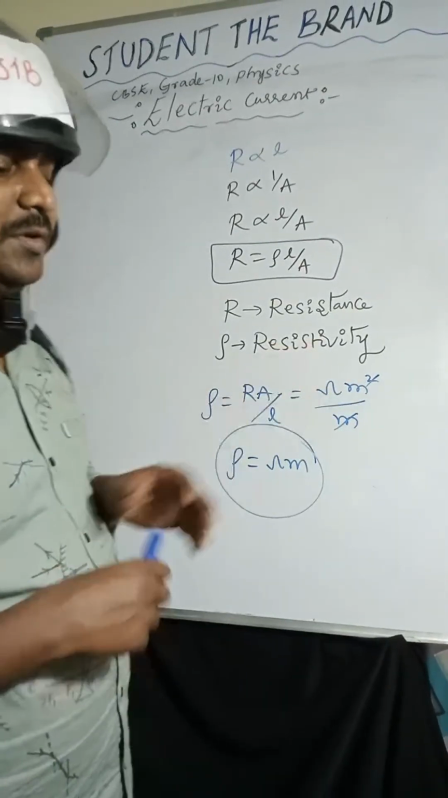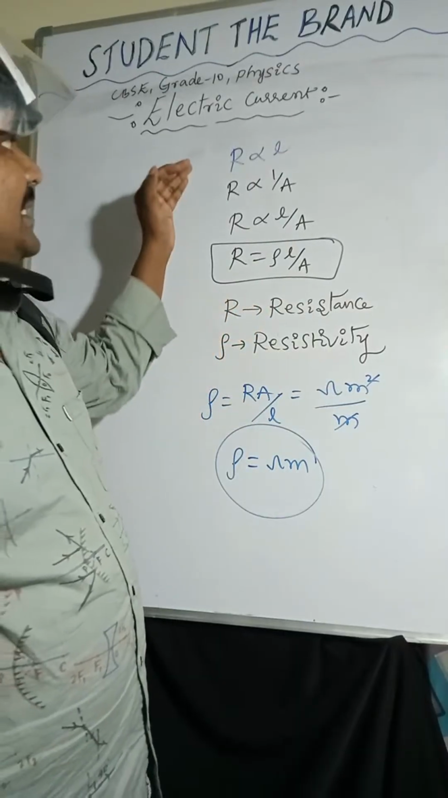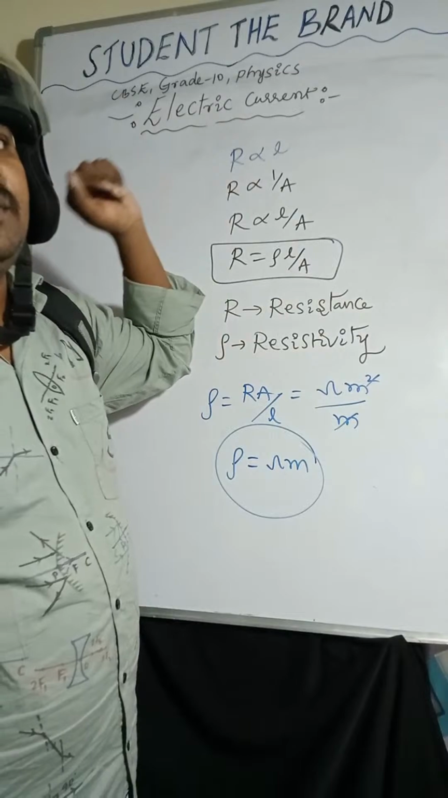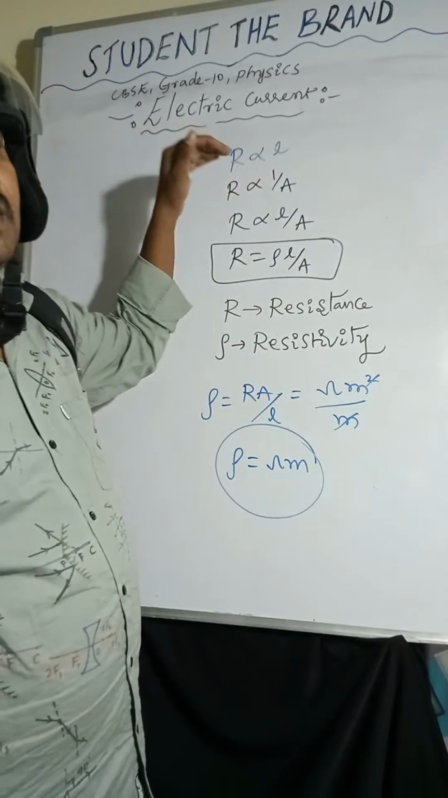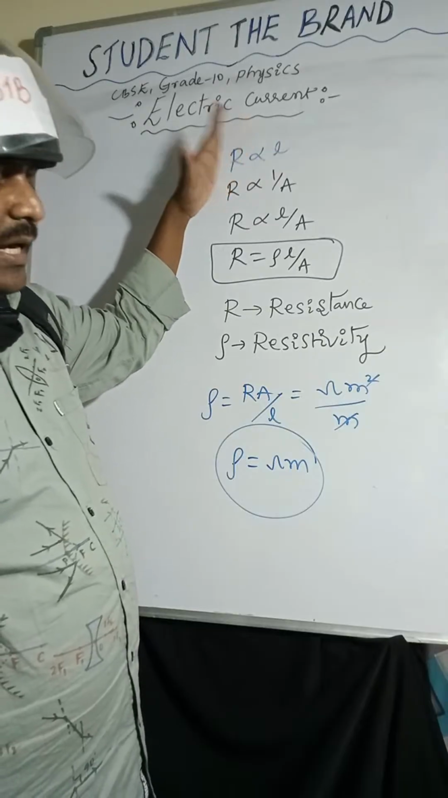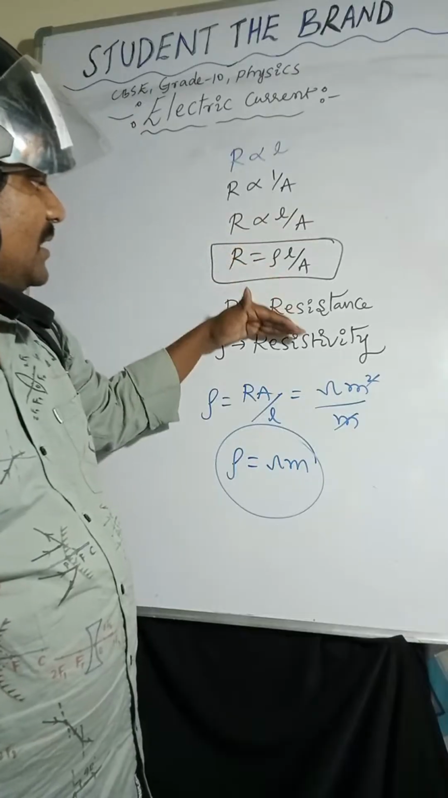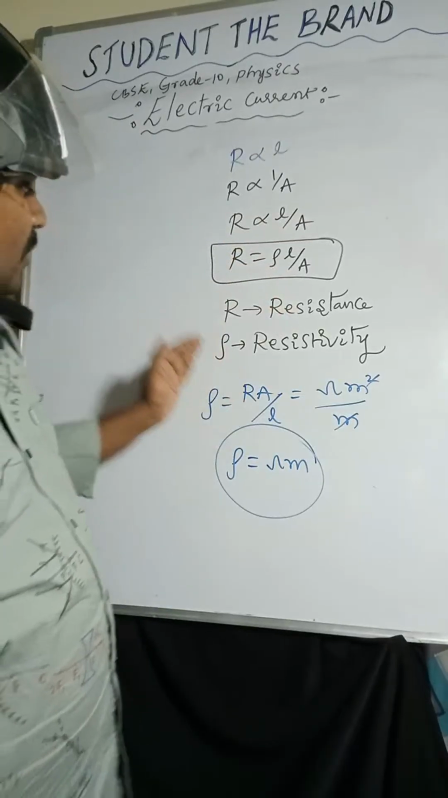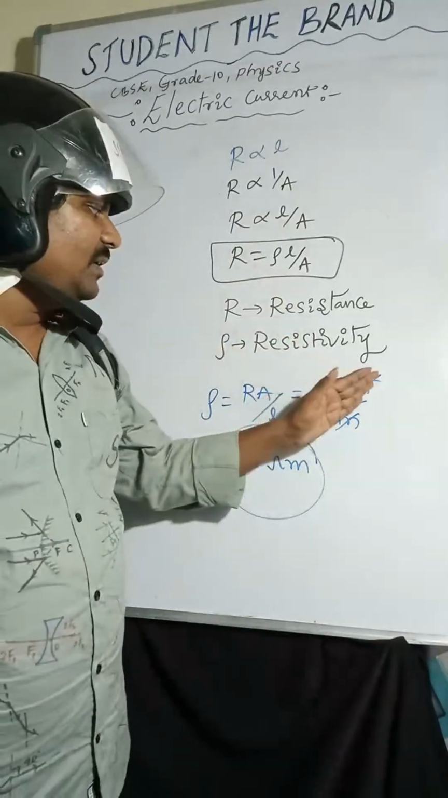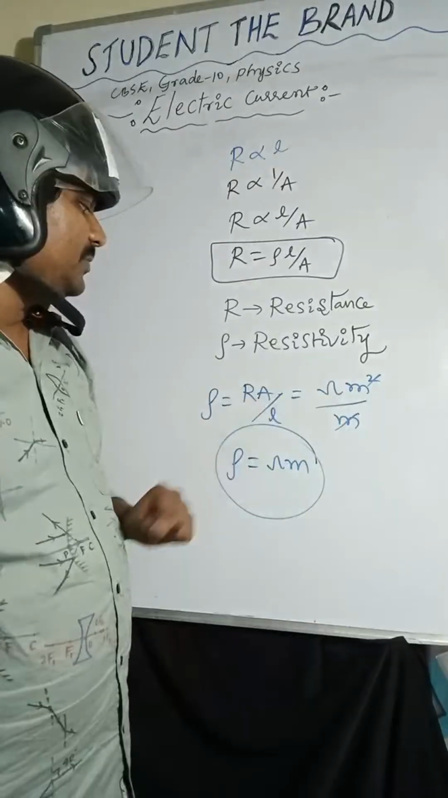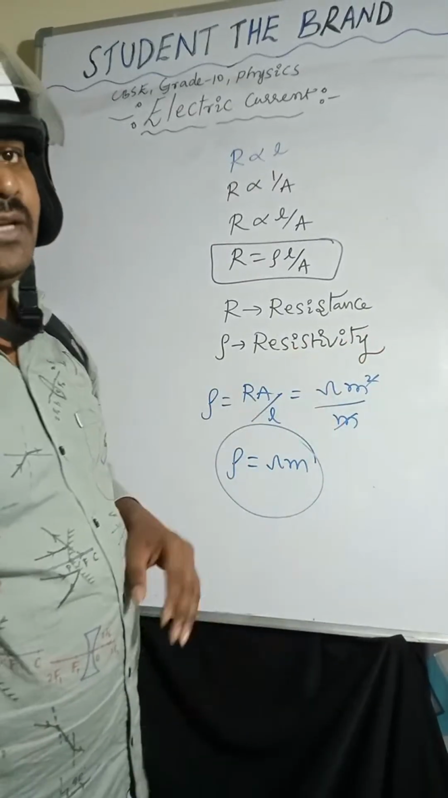So remember this point. Once again, resistance is directly proportional to the length of the conductor. Resistance is inversely proportional to the area of cross section. R equals rho into L by A, where R is the resistance and rho is the resistivity. So rho equals RA by L. SI unit of resistance is ohm, SI unit of area is meter square, SI unit of length is meter. Meter gets cancelled, so resistivity is ohm meter. I hope it is very clear.